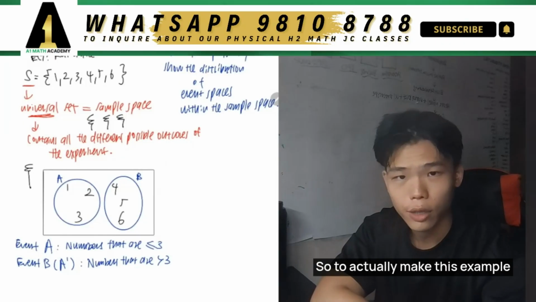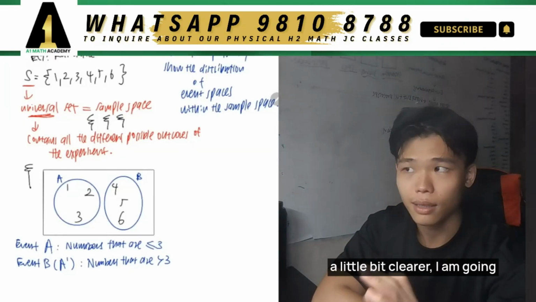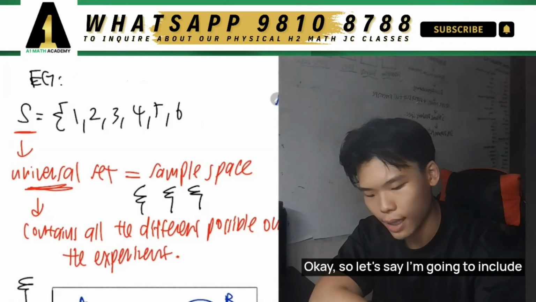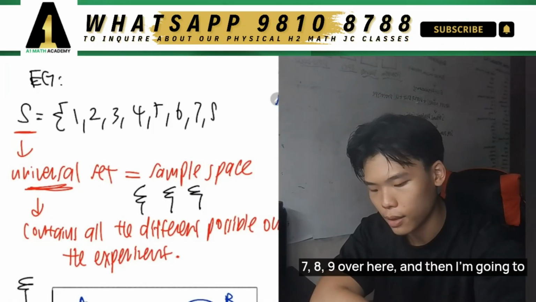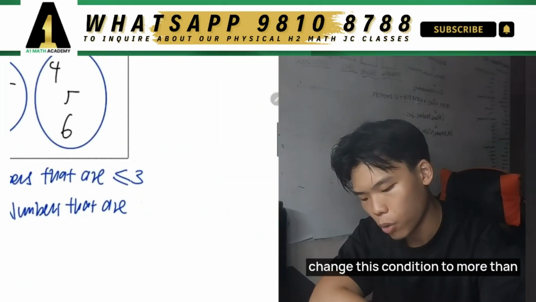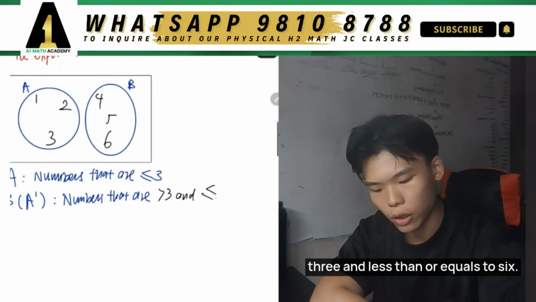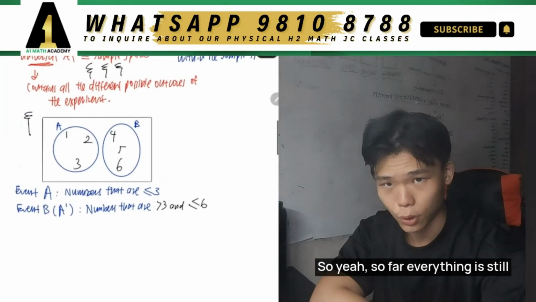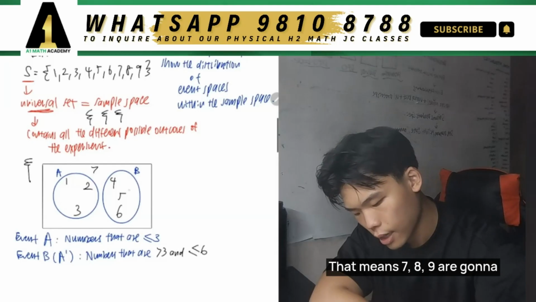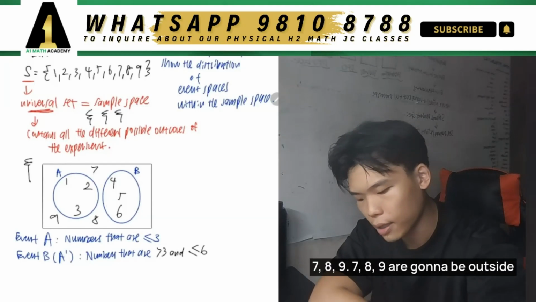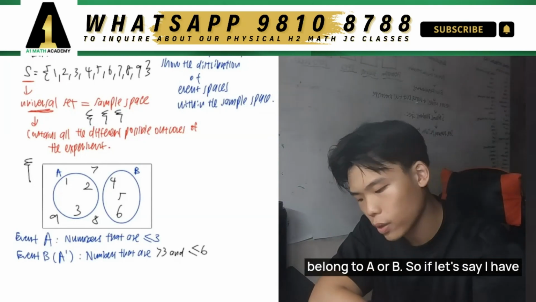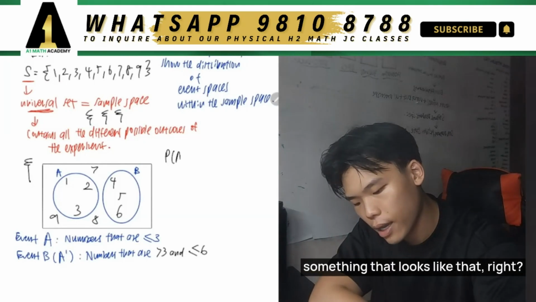To actually make this example a little bit clearer, I am going to expand the sample space. So let's say I'm going to include 7, 8, 9 over here, and then I'm going to change this condition to more than 3 and less than or equals to 6. So far everything is still correct, but now I include 7, 8, 9. That means 7, 8, 9 are going to be outside of A and B because 7, 8, 9 do not belong to A. So if let's say I have something that looks like that, A union B.